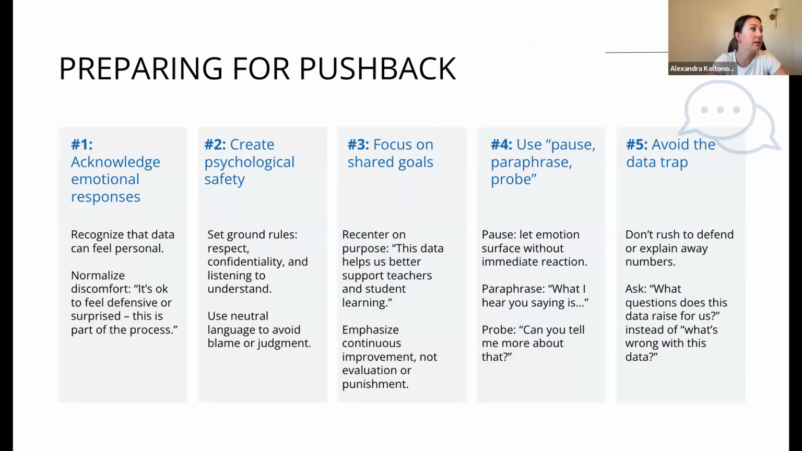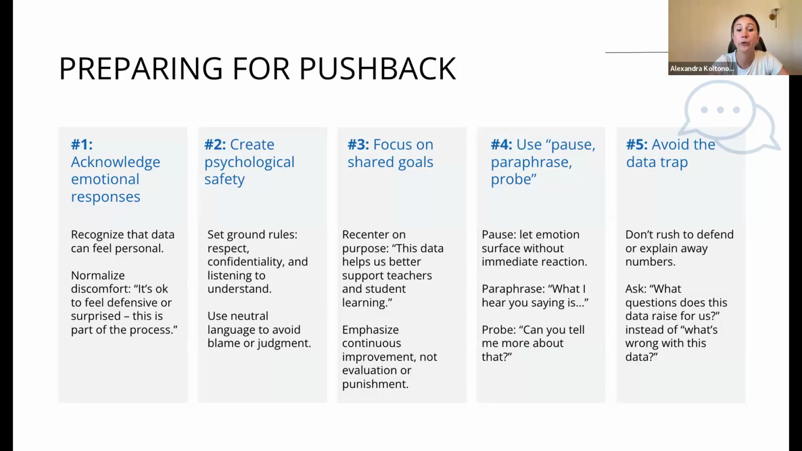So first, we want to acknowledge emotional responses and not avoid them. They're going to happen and they should be acknowledged. Recognize that this data can, especially in a time study, feel really personal. This can be done by simply stating upfront that it's okay to feel defensive, and this is part of the process. Don't try to hide underneath it. Really emphasize this is normal. This is part of it.